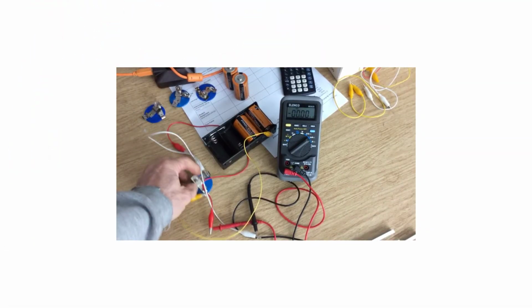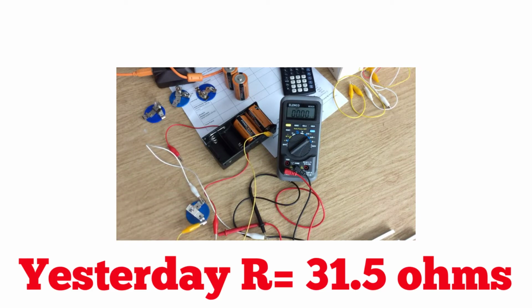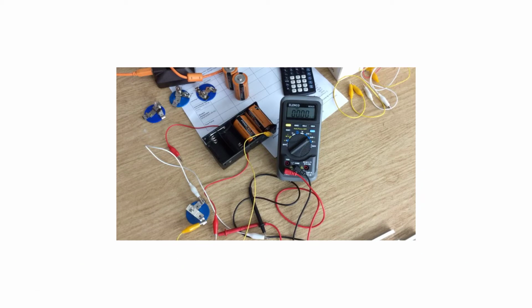Okay, guys, we have the long bulb installed here. And yesterday, we calculated a resistance of about 31.5 ohms for the long bulb. By using the current value, it came out to be about 0.095 amps.